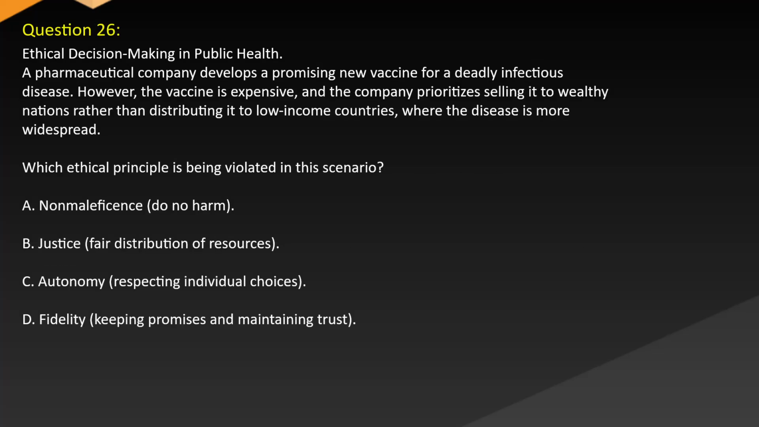Question 26. Ethical decision-making in public health. A pharmaceutical company develops a promising new vaccine for a deadly infectious disease. However, the vaccine is expensive and the company prioritizes selling it to wealthy nations rather than distributing it to low-income countries where the disease is more widespread. Which ethical principle is being violated in this scenario?